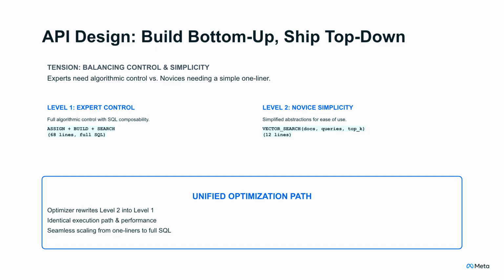To solve this problem, we support 2 levels of API. The first level we call the primitives, which are the 3 functions I mentioned earlier. The power user can do anything they want, at the cost of very verbose SQL. For the novice user, we introduce syntactic sugar we call the level 2 API. You can write very concise declarative SQL, and we leverage the optimizer to convert from level 2 to level 1.